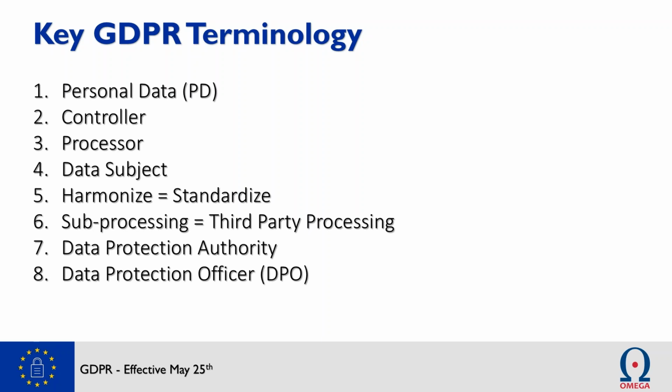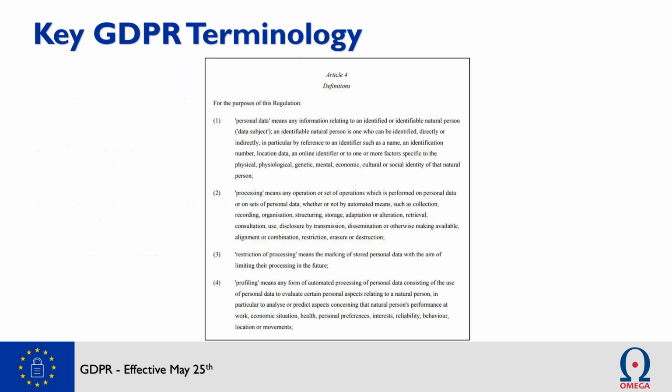Harmonize, as I mentioned, is the same thing as standardize in United States terminology. And subprocessing is equal to third-party processing in United States terminology. Now, the Data Protection Authority and the Data Protection Officer are some of the roles that will be ensuring that GDPR is enforced, and I'll show you a little bit more about that in just a short time.